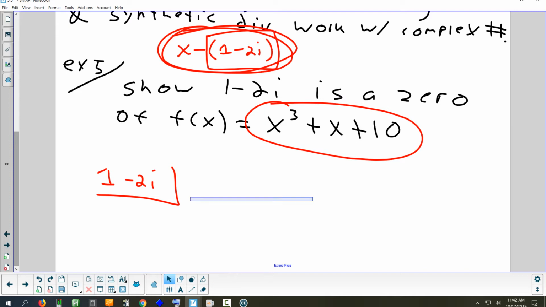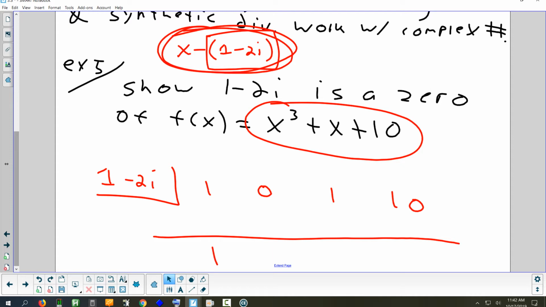What would be my coefficients for the synthetic division? 1, 0, 1, 10. And you know what? Leave yourself a little more space between them. Maybe like this. Hey, it doesn't start off bad. Bring down the 1. What's 1 times 1 minus 2i? Just 1 minus 2i. Stays the same.